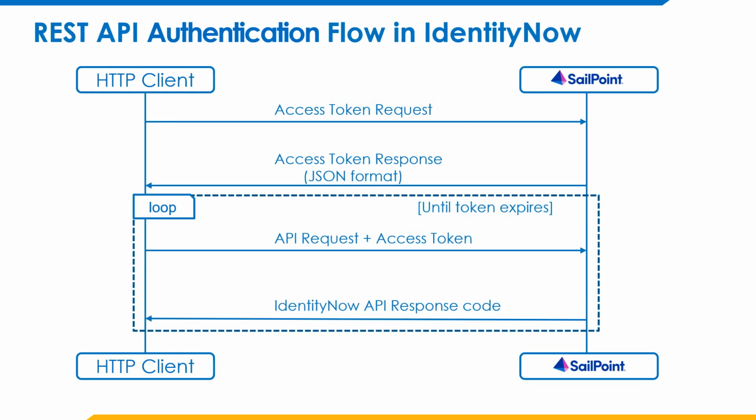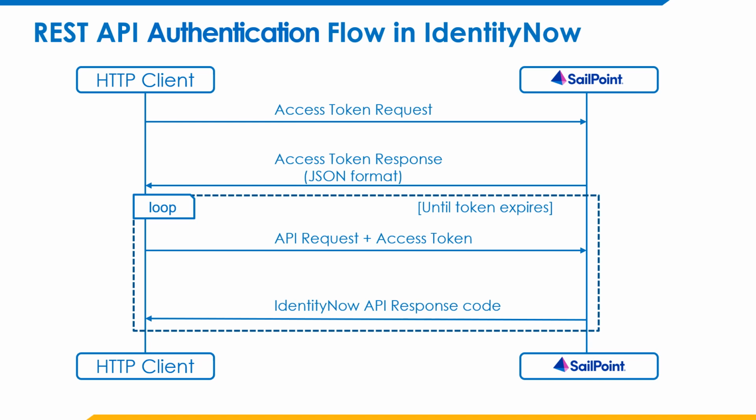In this slide, we are going to discuss how the REST API authentication flow goes on in SailPoint IdentityNow. When you make an API call, it follows the flow as per the diagram. The HTTP client makes a request to SailPoint IdentityNow to get a JWT access token. If the request is valid, IdentityNow responds to that HTTP client request with the JWT access token. If the request is not valid, an error response is returned with an HTTP 400 status code with the error and the error description parameter.